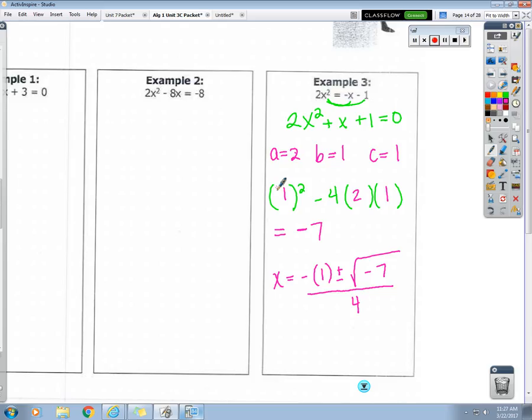You can't take the square root of a negative number. So, when your discriminant is a negative number, there are no solutions. There's just no solutions. Now, let's talk about graphically what that means. What do you think that means if we graph it? It doesn't touch the x-axis.